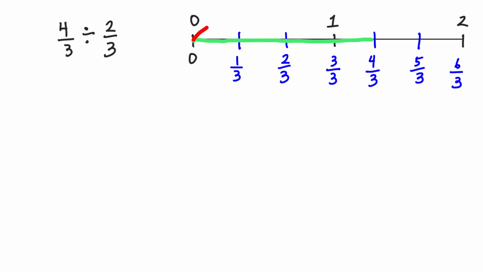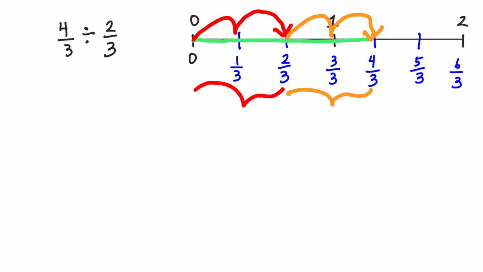So this will be 1, 2, that will be one group. This one is another 2/3. So we can say that we have 2 groups of 2/3. This is one group, and this is another group. So that makes it 2 groups. So the answer is 2.